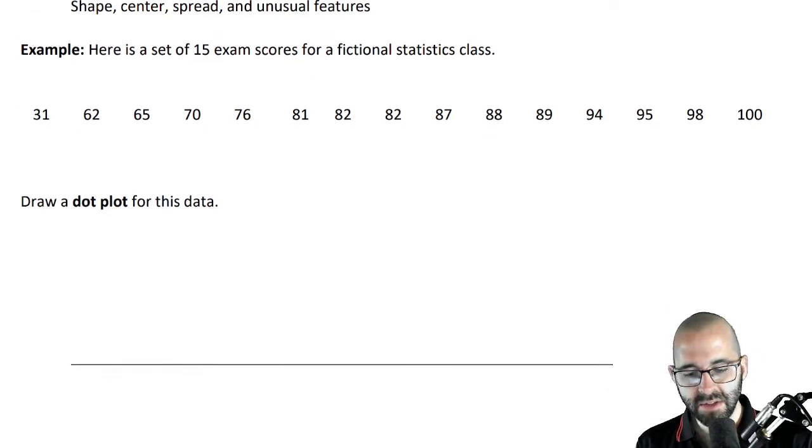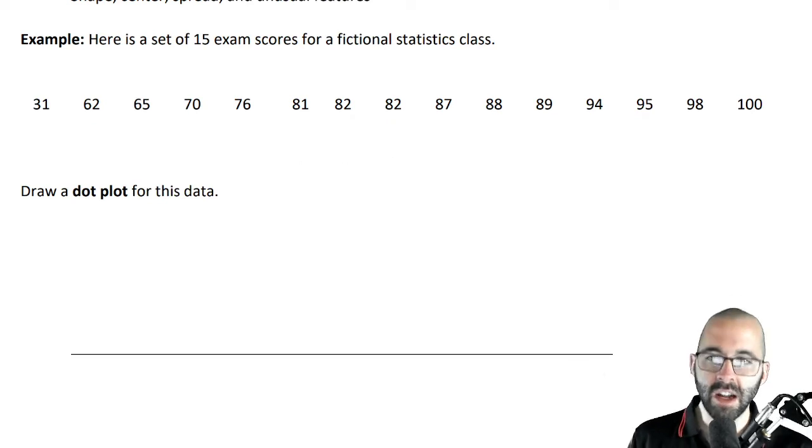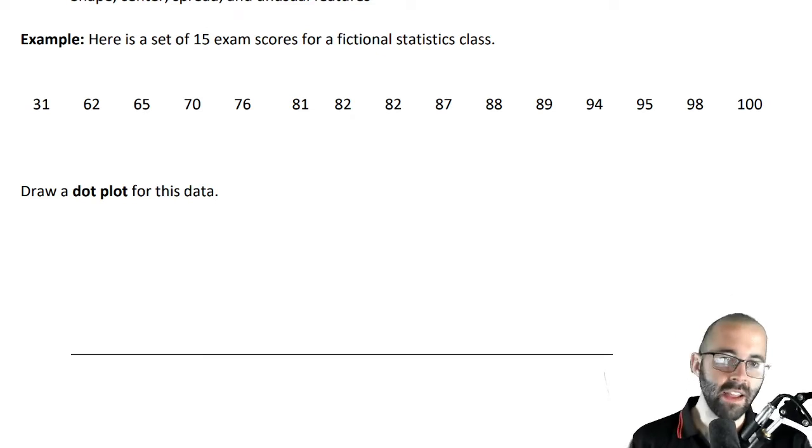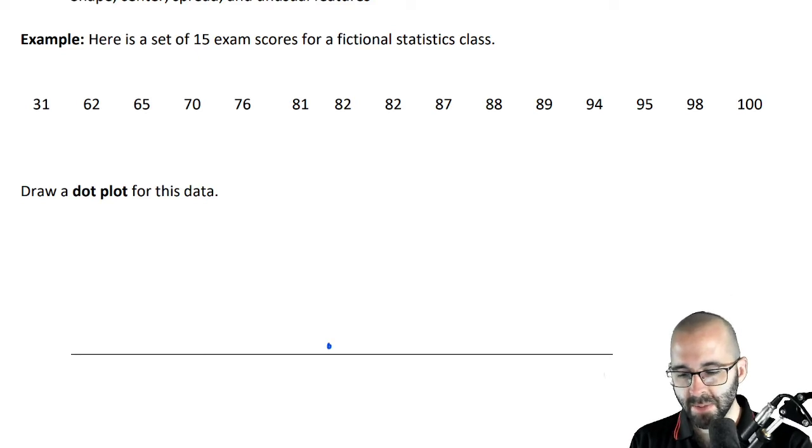And now we're going to start by drawing a dot plot for this data. A dot plot is basically just a number line on the bottom, and then we draw dots, however many dots we have. So for example, if we have 3 dots, that means 3 people are at that point in the number line.